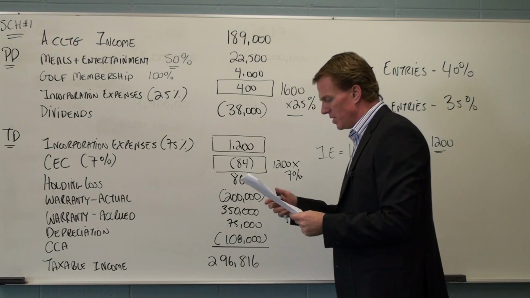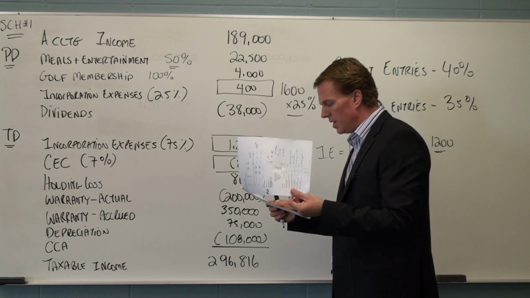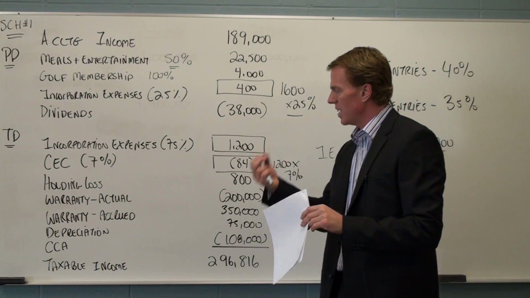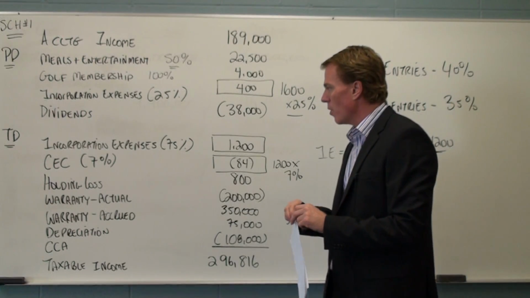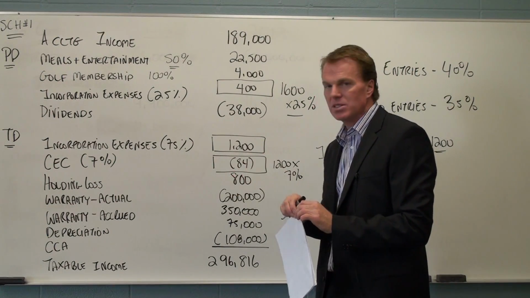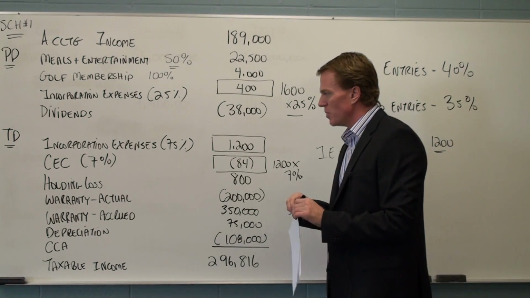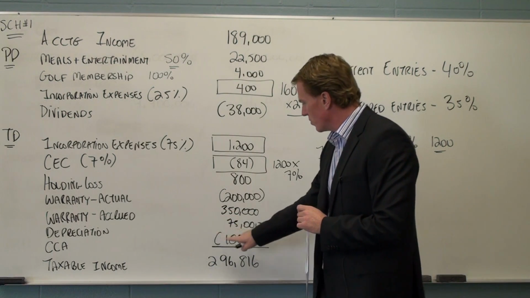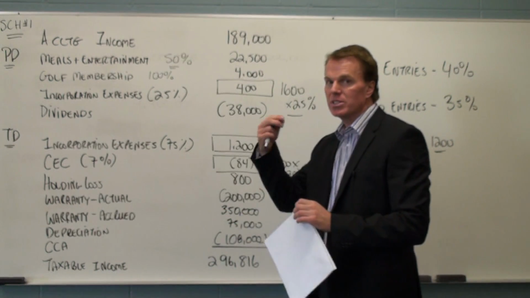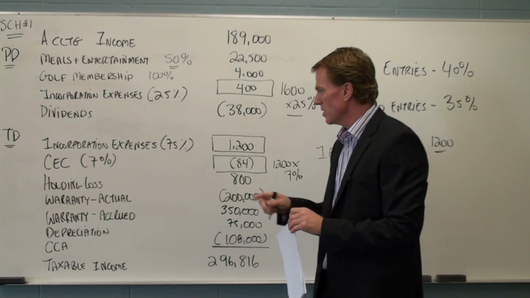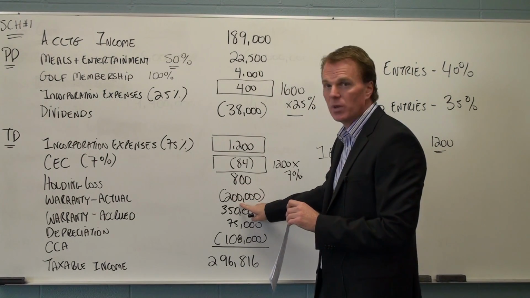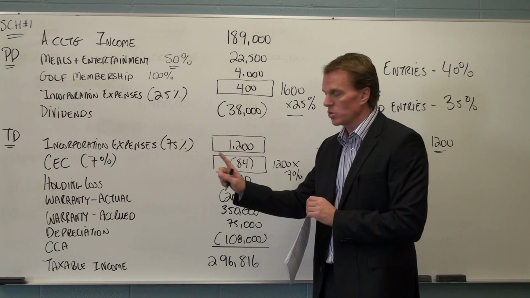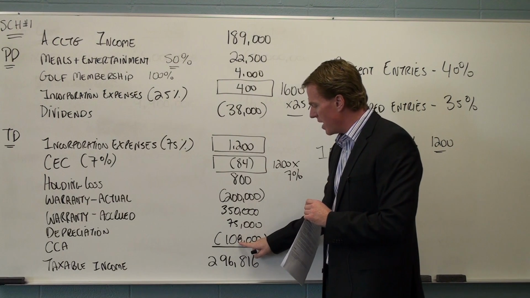Our last 2 items here are with regards to our warranty and our capital assets. The easiest way that I like to explain this is that for the type of expenses these are, for the GAAP expenses, we add them back. So for the warranty, we add it back. For the depreciation, we add it back. And then we subtract out the tax amounts. So the actual warranty paid, we can subtract out. The actual CCA that we can claim as per Schedule 2 and our calculations, we can subtract that out.